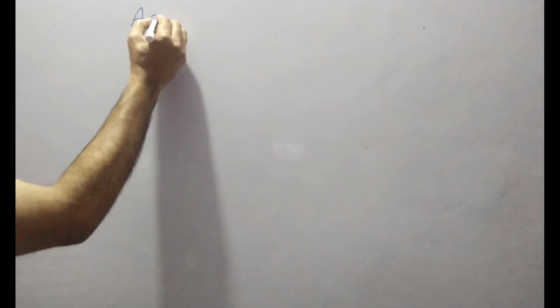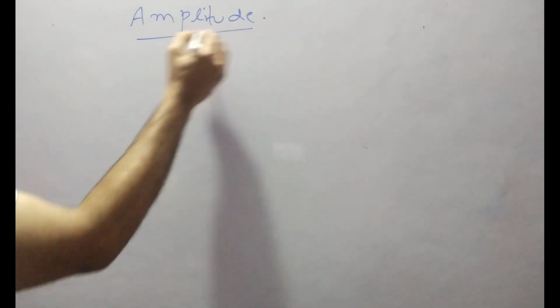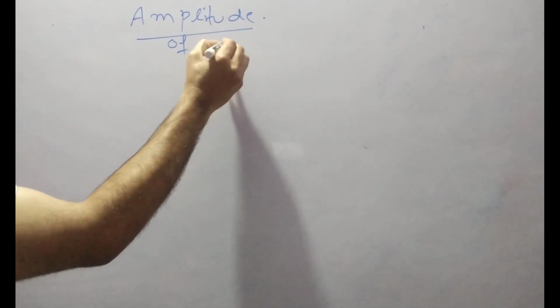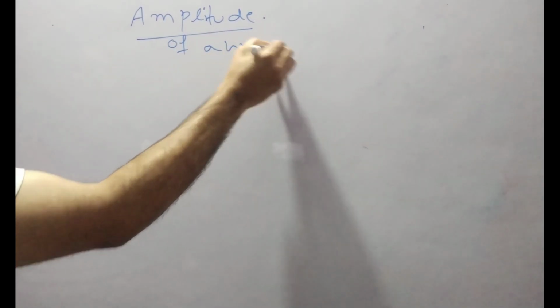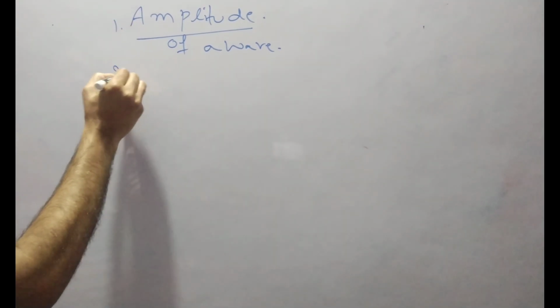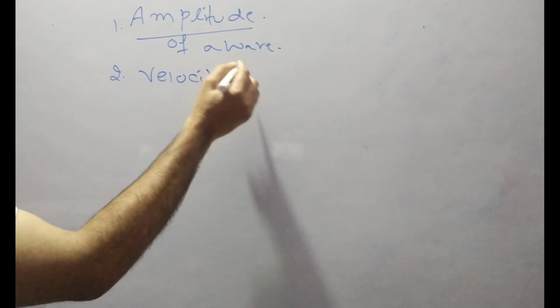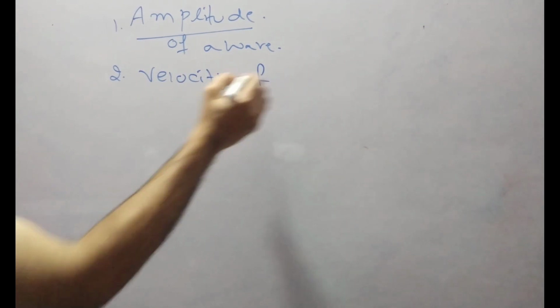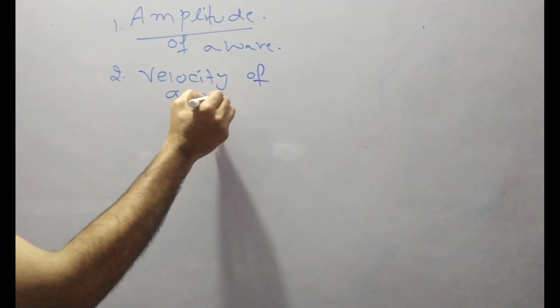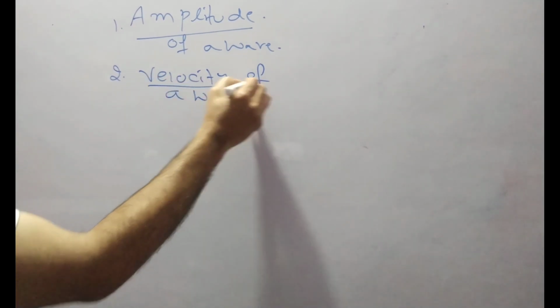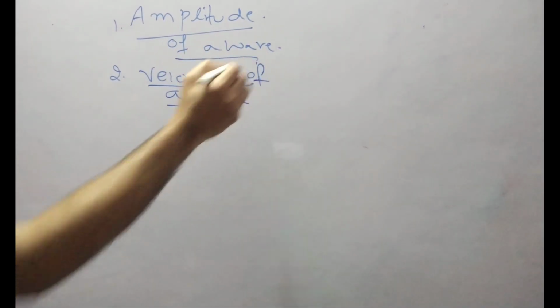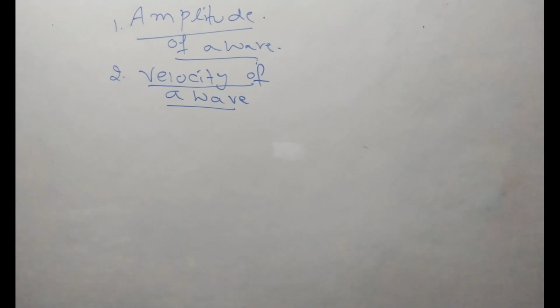So amplitude of a wave. This first topic. Second is velocity of a wave. So we'll discuss these two: amplitude and what is velocity of a wave.